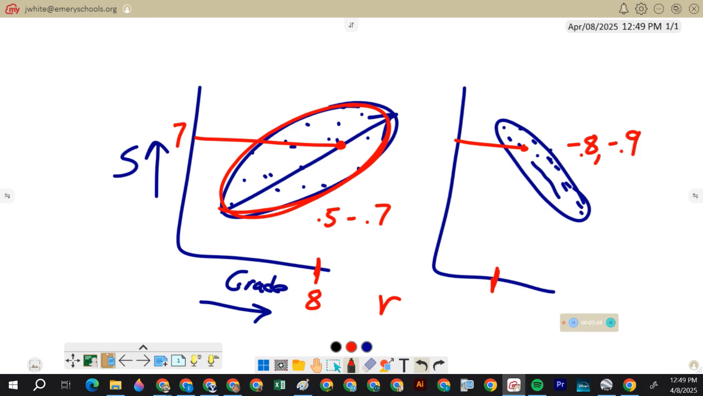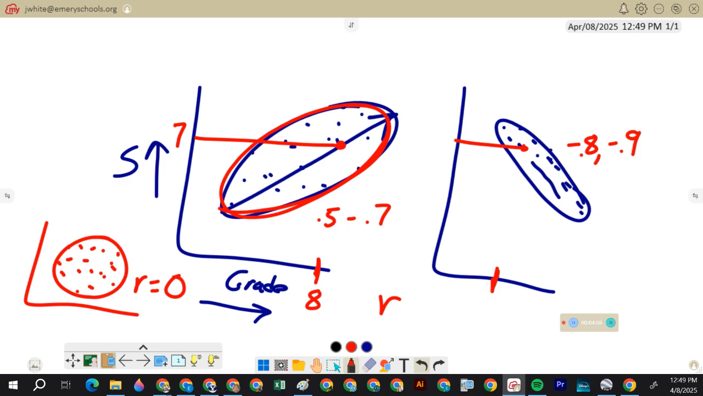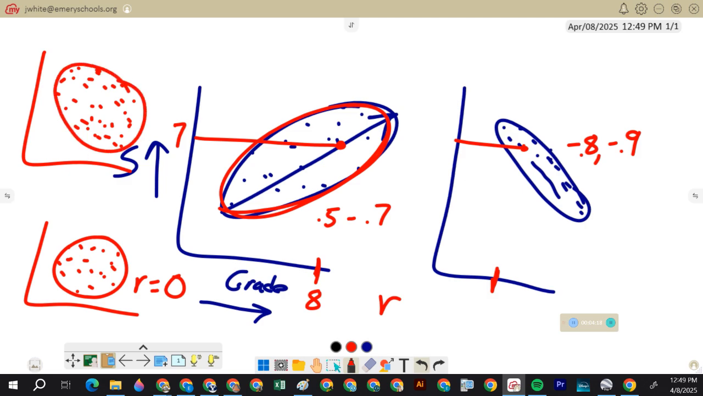Okay? And as your football becomes more like a circle, then you're going to get closer to 0. So if I had that and I draw my football, I can't really tell if it's going up or if it's going down. So that would have an R value of 0. Okay? So if we had something that did have a little bit of downward correlation, okay, that's more like an egg. So that would probably be somewhere between negative 0.2 and negative 0.4.